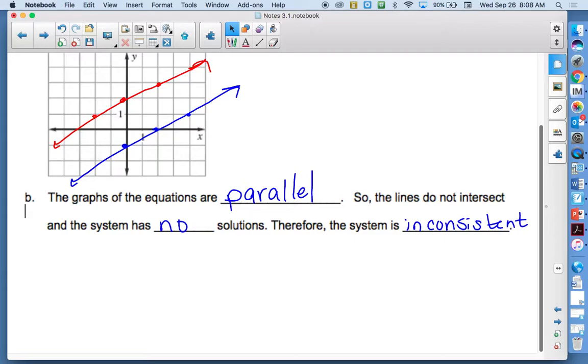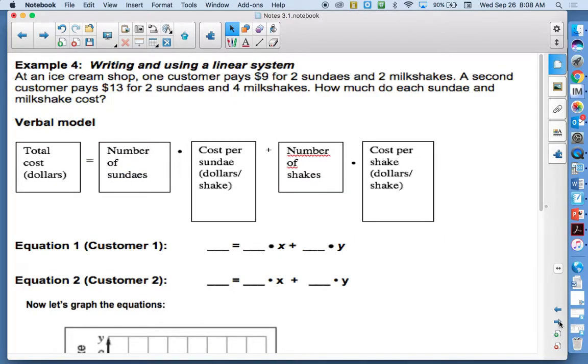Okay, so there is a word problem on the next page. So an ice cream shop, one customer pays $9 for 2 sundaes and 2 milkshakes. A second customer pays $13 for 2 sundaes and 4 milkshakes. How much do each sundae and milkshake cost?